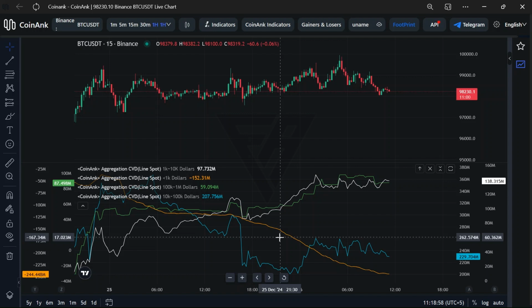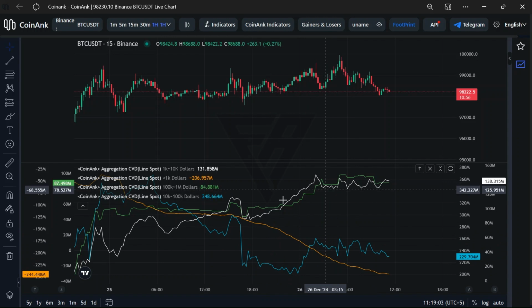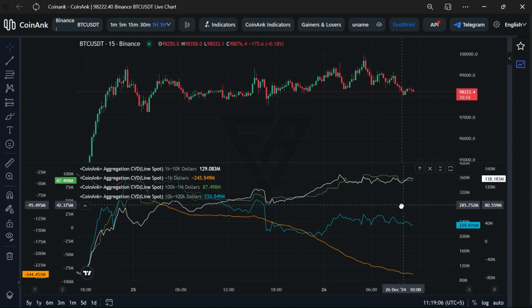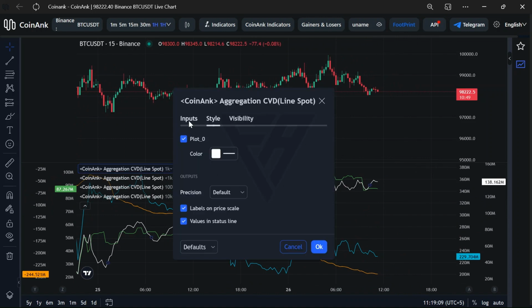Also, what else you can do is filter CVD by exchange. In this way you can see overall sentiment among different exchanges. Binance and Coinbase are two of the most influential exchanges.